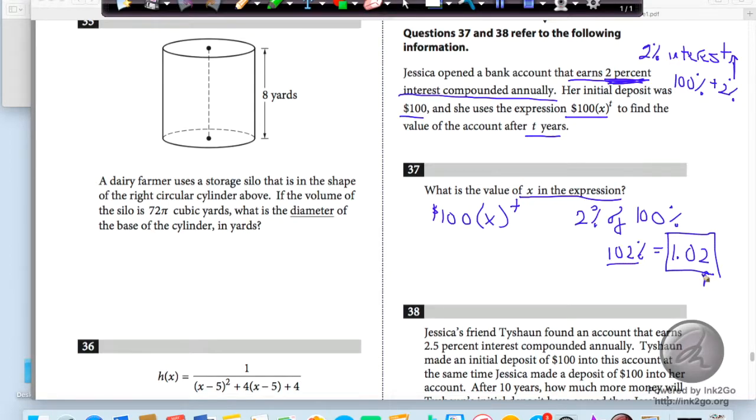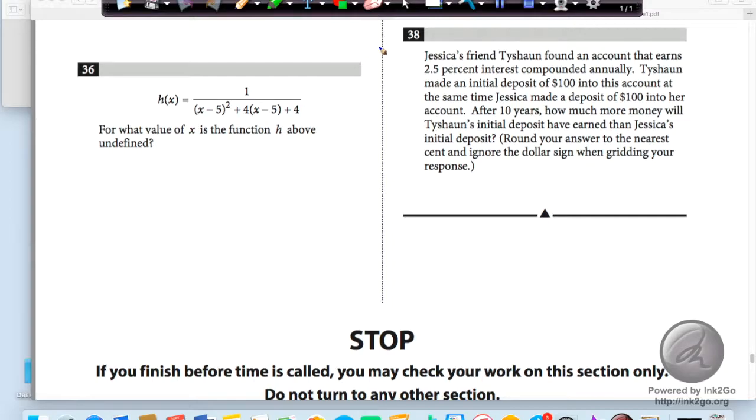And the 2 being greater than 100 or being greater than 1 is reflecting that it's increasing and not decreasing. So her actual expression would be written 100 times 1.02 to the power of t, and 1.02 is going to be your answer for this question. So you're going to want to put 1.02 within your bubble sheet. We're almost there. Problem 38.